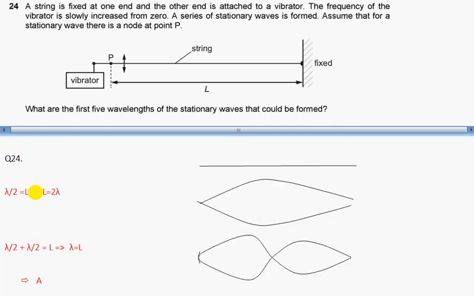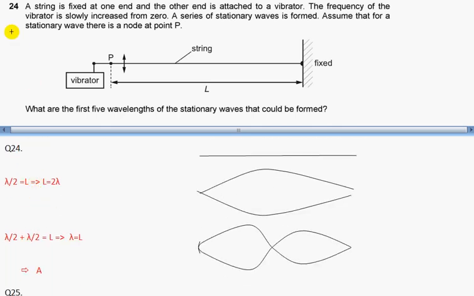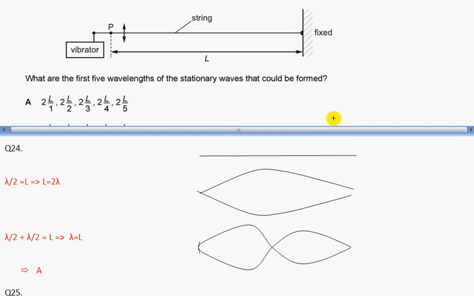Question 24. A string is fixed at one end and the other end is attached to a vibrator. The frequency of the vibrator is slowly increased from 0. A series of stationary waves is formed. Assume that for stationary waves there is node at P. So node is here and node is at P. What are the first 5 wavelengths of the stationary waves that could be formed? And here we have choices.